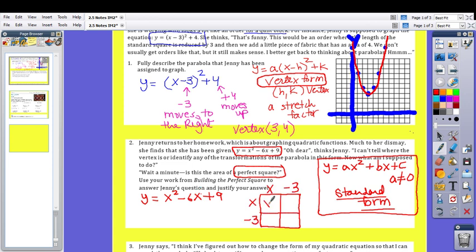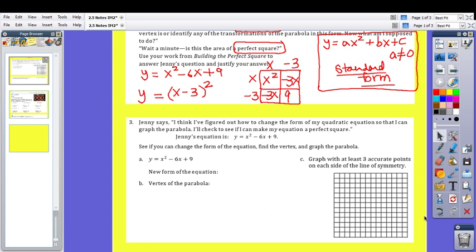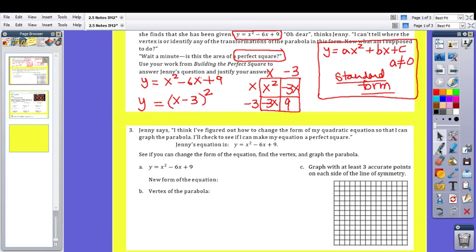This will be negative 3x, this will be negative 3x, and this will be 9. So we can right away write it down as (x minus 3) squared. Okay, so this is how she changed it into a vertex form by making the perfect square of it.